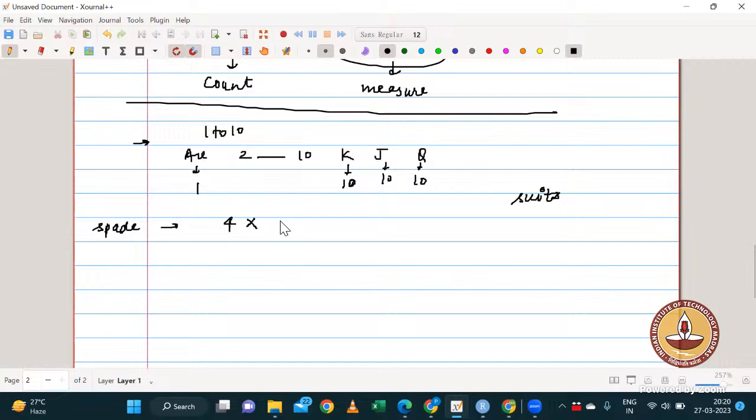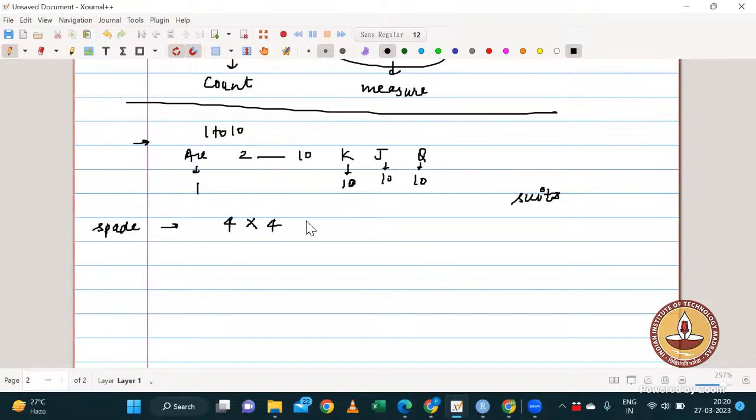For 9 we have 4 choices for choosing 9, because each suit will have one 9. And that 9 can be paired with 16 other cards carrying value 10. So it would be 16 into 4. Great, great. So is it clear now?